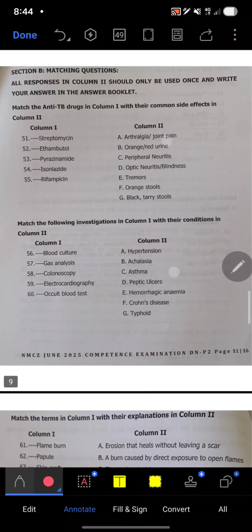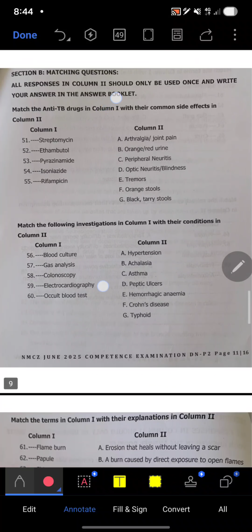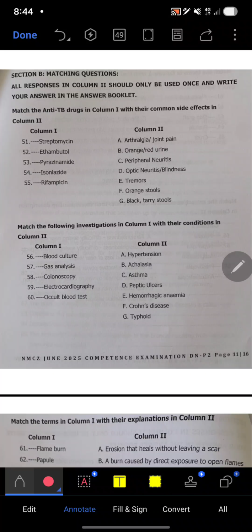We move on to the matching questions, and we go straight to 51. The matching says match the anti-TB drugs in column 1 with their common side effects in column 2. And 51 says streptomycin. So streptomycin, the correct answer is E, which is, of course, tremors.